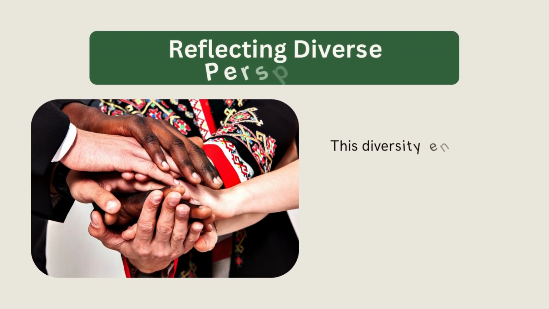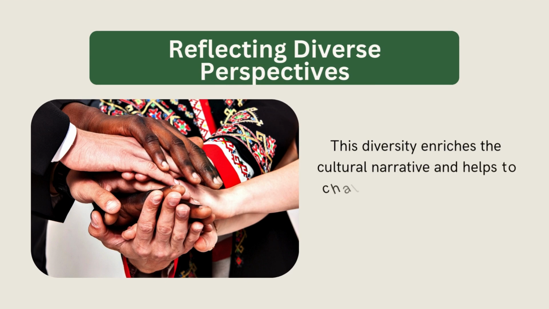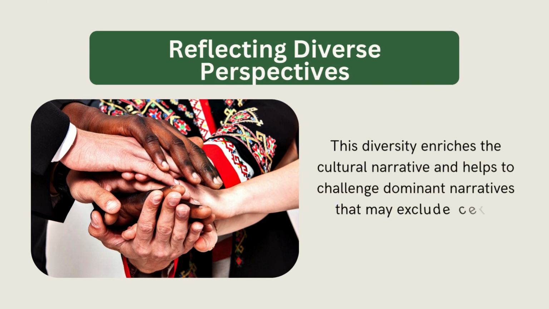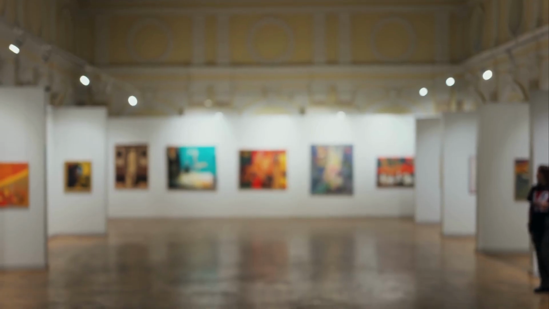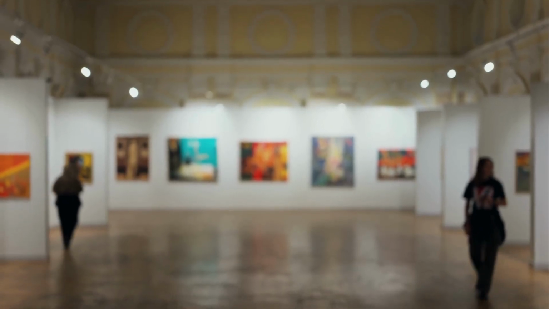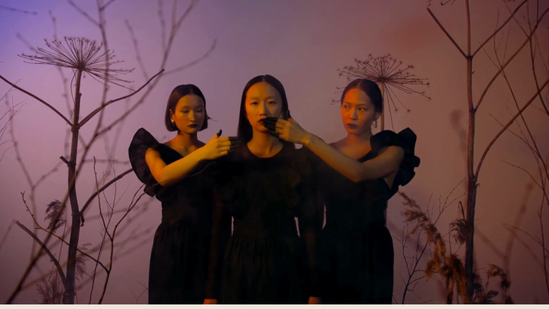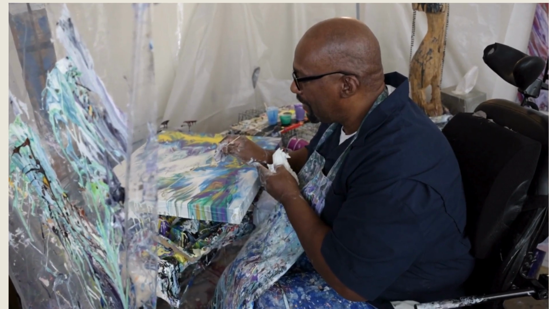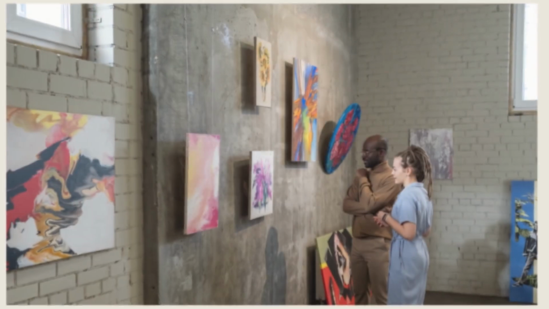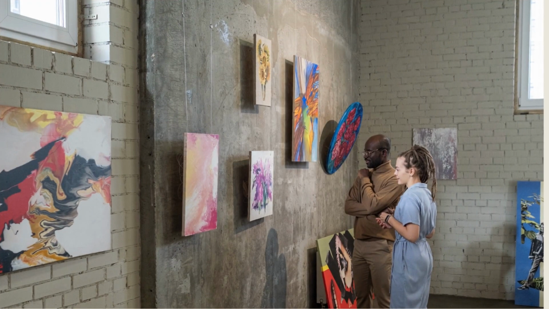And number 4, reflecting diverse perspectives. Curators today strive to present a variety of viewpoints in their exhibitions. This diversity enriches the cultural narrative and helps to challenge dominant narratives that may exclude certain groups. An art museum might host an exhibition that focuses on the contributions of underrepresented artists, such as women artists or artists of color. By highlighting their work, the curator helps to broaden the understanding of art history and encourages visitors to appreciate a more inclusive range of artistic expression.